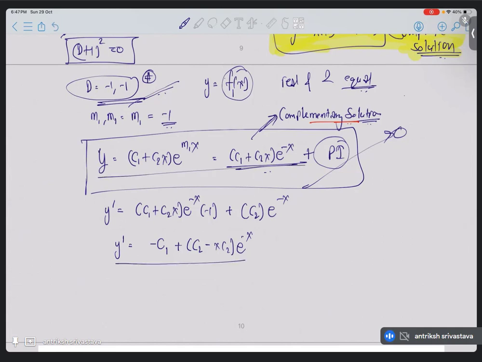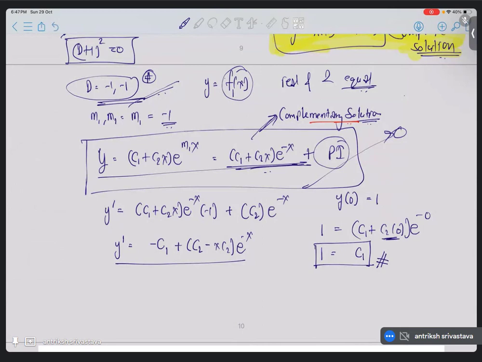So let's use the first boundary condition that is given to us. Y at x equal to 0 is 1. So 1 is equal to C1 plus C2 into 0 e power minus 0. 1 is equal to C1. We have the value of C1 with us. E power 0 is nothing but 1, and this goes to 0.